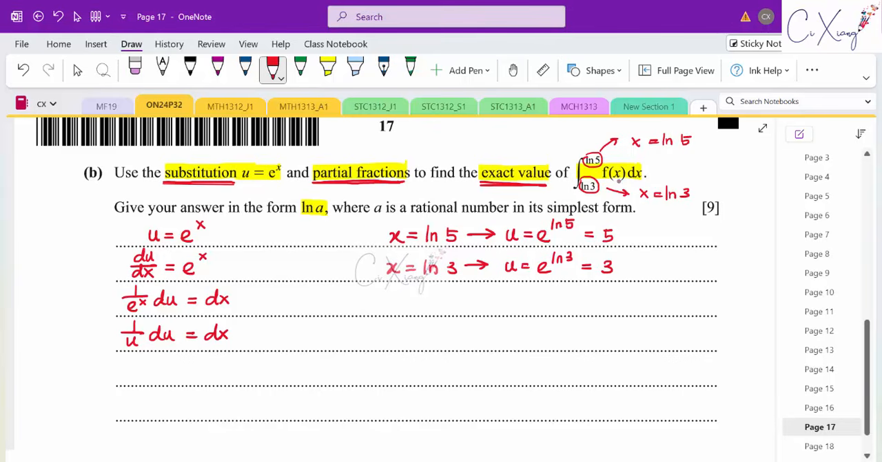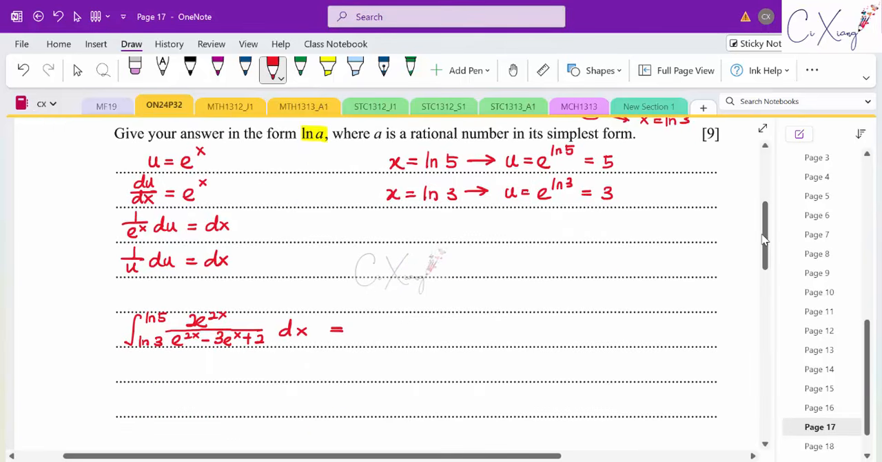Alright, and then after that, let us continue with the substitution. They want us to integrate this particular part here. I'm having integration from ln 3 to ln 5. The function f(x) is given. So what's my function f(x) originally? It is 2e^2x divided by e^2x minus 3e^x plus 2, then dx. Okay, so I want to slowly change it so that everything is in terms of u. Ln 5 and ln 3, I will make them become 5 and 3. This is the u value, right?